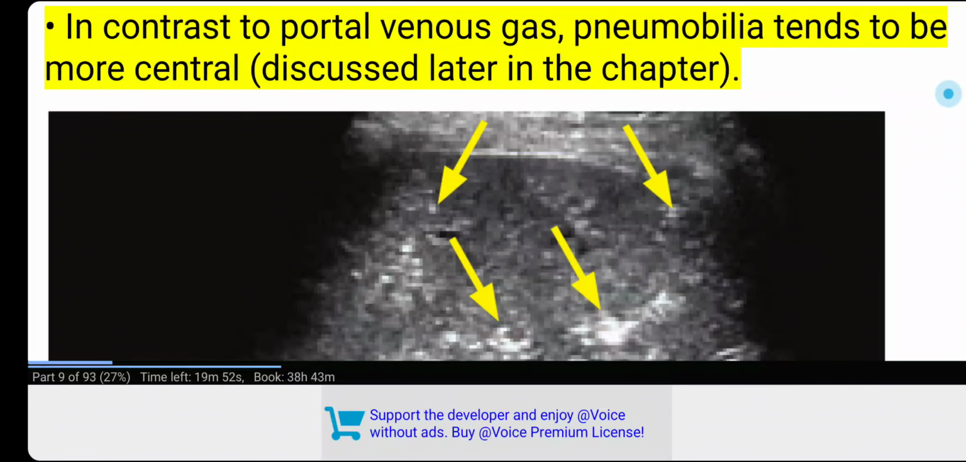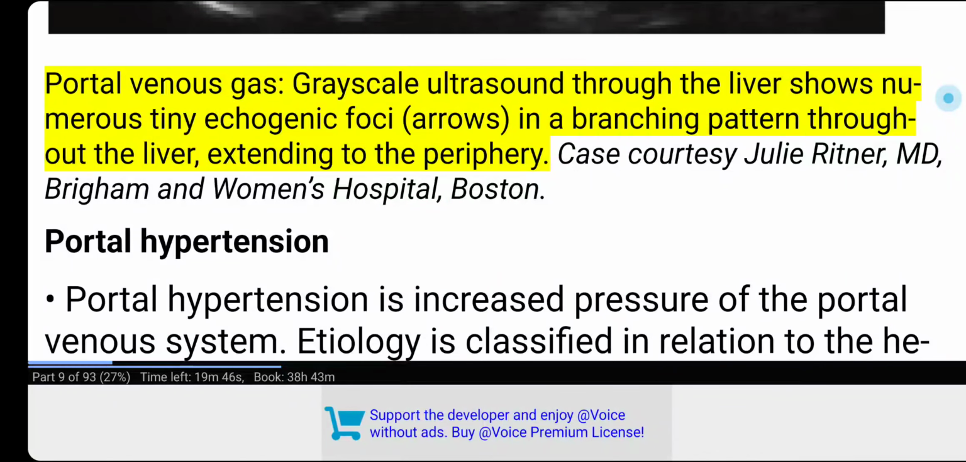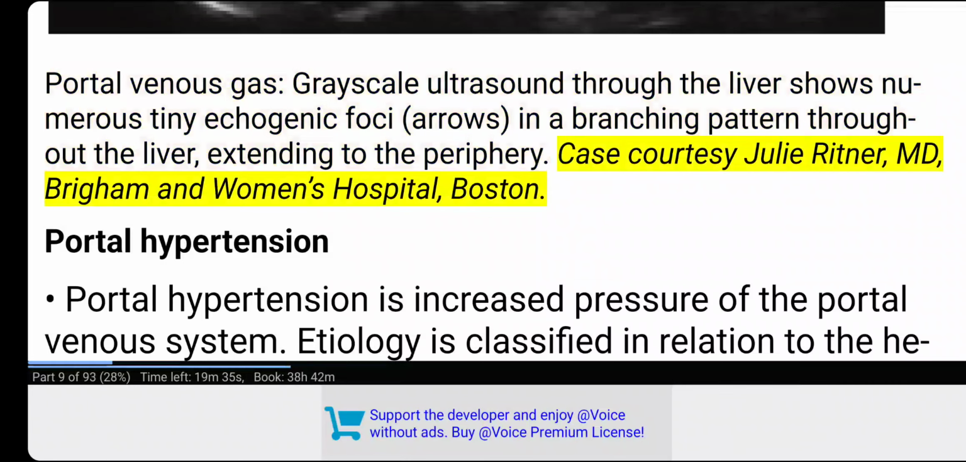In contrast to portal venous gas, pneumobilia tends to be more central, discussed later in the chapter. Portal venous gas. Grayscale ultrasound through the liver shows numerous tiny echogenic foci, arrows, in a branching pattern throughout the liver, extending to the periphery. Case courtesy Julie Rittner, MD, Brigham and Women's Hospital, Boston.